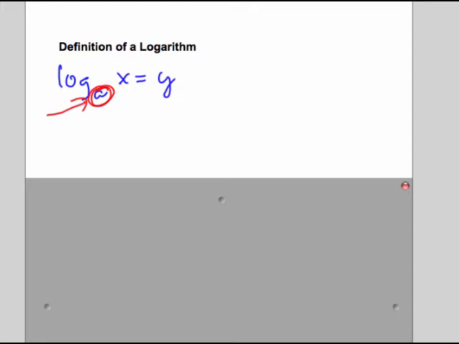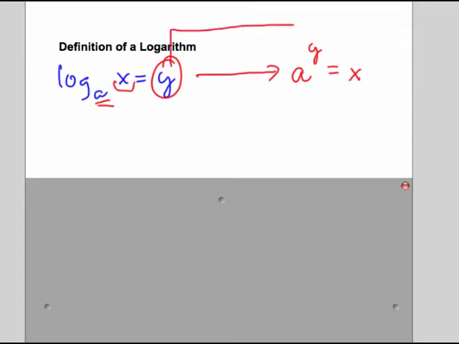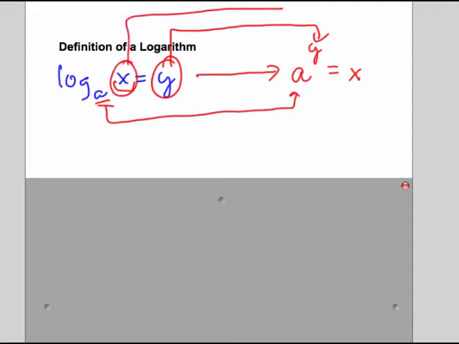And the transferring over process to exponential form works the same. It's a to the y equals x. The answer to a log is the exponent, and that's equal to x. So this is the exponent, this is the base, and the argument of the log, the thing we're logging, goes there. And logs do have restrictions. You'll notice on the questions we did on the last page that when we tried to log 0 and negatives, it didn't work. So our restriction is that x is greater than 0.